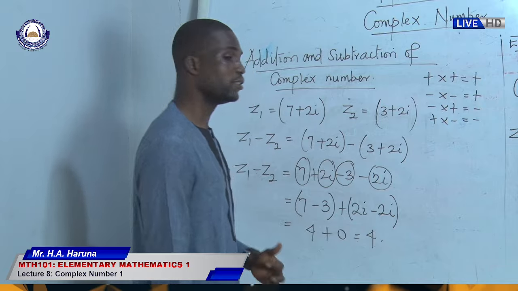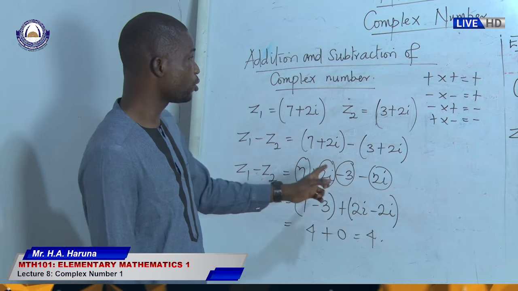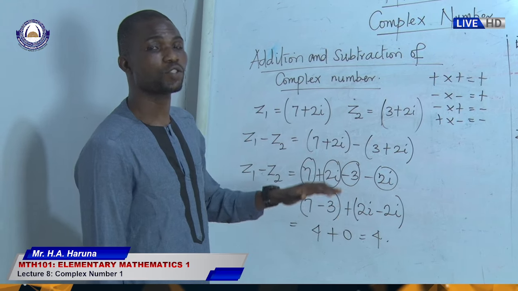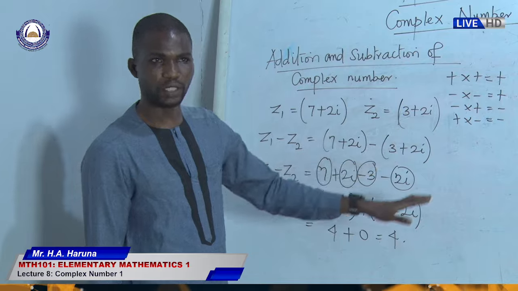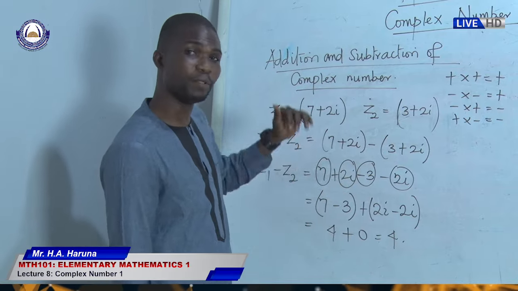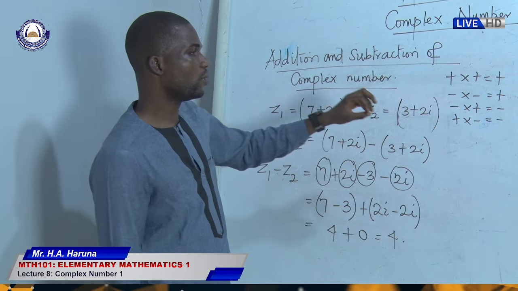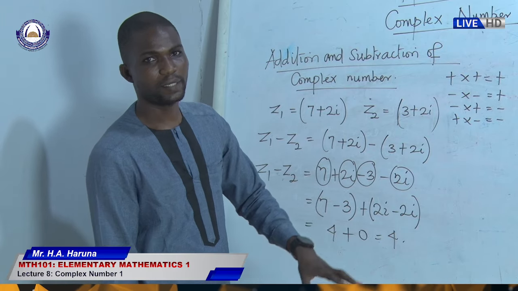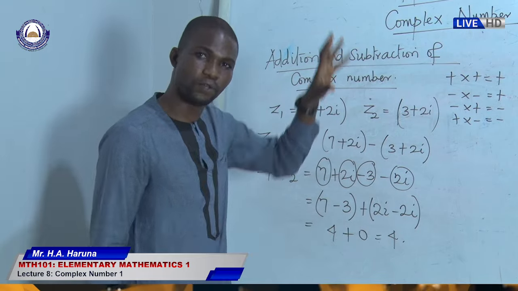Now, recall that in this same class, we've taken addition of complex numbers. I've shown you that. I've also taken subtraction of complex numbers. I believe with what we have taken so far, if you follow through from the beginning, you can add two complex numbers and you can subtract two complex numbers. Now let's go to the multiplication part of complex numbers.